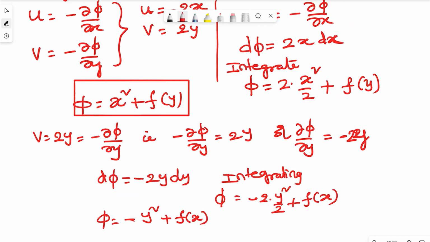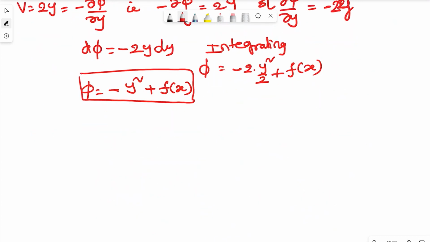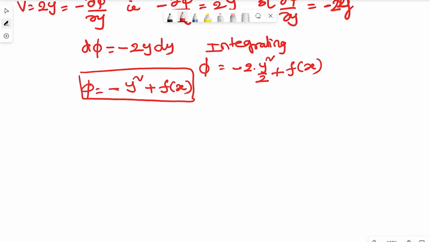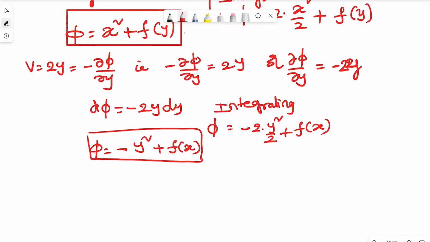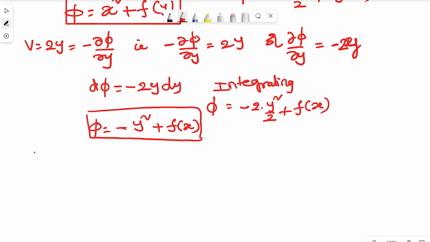So our job is what? Either you find out the function of y or the function of x. Find one so that the equation will be complete. You take any one of the equations: if you take this equation, find out this; if you take the other equation, find out that. Let us see. I take phi is equal to x square plus function of y. My job is now to find out what the function of y is.